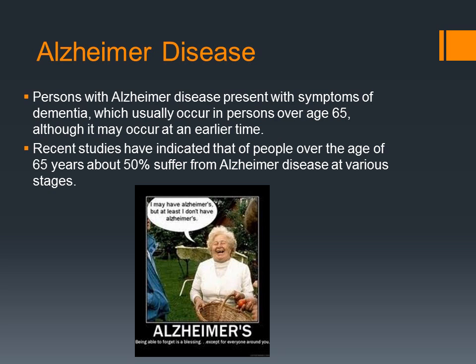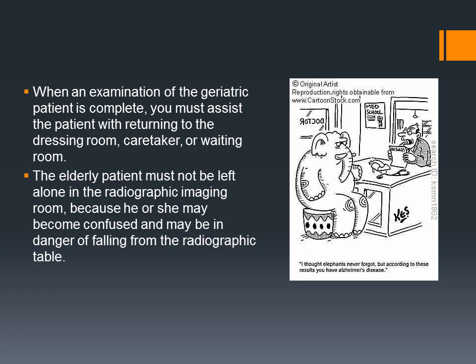Alzheimer's disease. Persons with Alzheimer's disease present with symptoms of dementia, which usually occur in persons over the age of 65, although it may occur earlier. Recent studies have indicated that of people over the age of 65 years, about 50% suffer from Alzheimer's disease at some level. When an examination of the geriatric patient is complete, you must assist the patient with returning to the dressing room, caretaker, or waiting room. The elderly patient must not be left alone in the radiographic imaging room, because he or she may become confused and may be in danger of falling from the radiographic table.